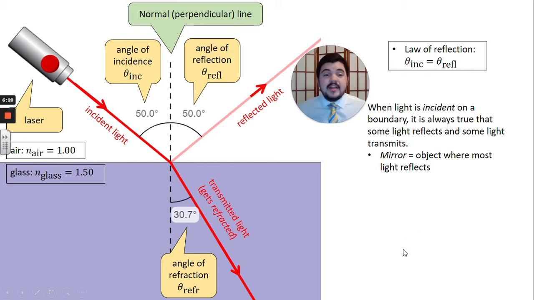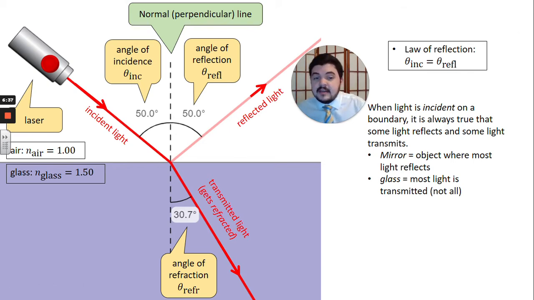A mirror is an object where most of the light reflects. That's what we call mirrors. It's when we get more reflection than refraction. Usually these mirrors are silvered, and that's what gives them their reflective properties. Glass is a material where most of the light gets transmitted. Not all of it, right?